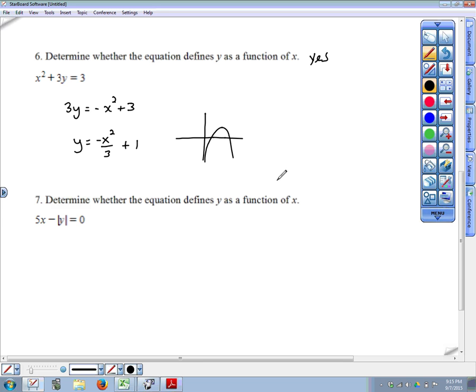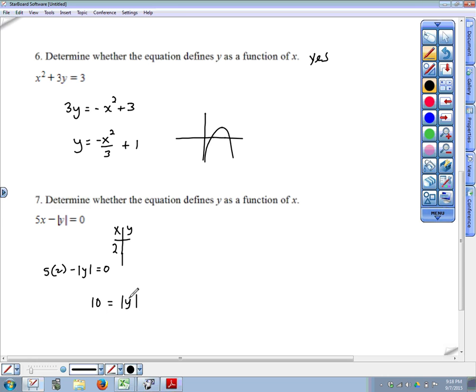Okay, question 7 is a little bit trickier. So, here's one way you could think about question 7. If we picked another number here for x, 2, and plugged it in, we have 5 times 2 minus absolute value of y is equal to 0. If I added the absolute value of y to the right side, I'd have 10 is equal to the absolute value of y. Now here's where you really got to think.